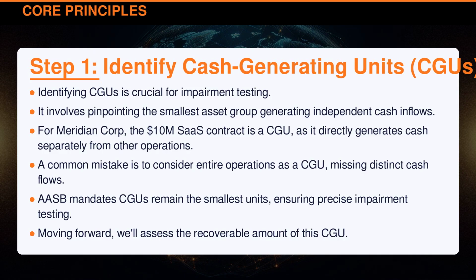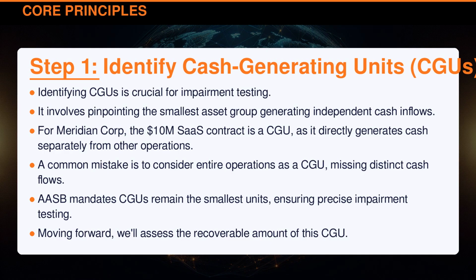Identifying CGUs is crucial for impairment testing. It involves pinpointing the smallest asset group generating independent cash inflows. For Meridian Corporation, the $10 million SaaS contract is a CGU, as it directly generates cash separately from other operations. A common mistake is to consider entire operations as a CGU, missing distinct cash flows. AASB mandates CGUs remain the smallest units, ensuring precise impairment testing.